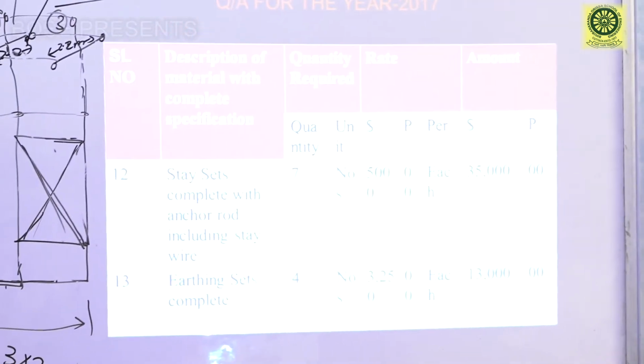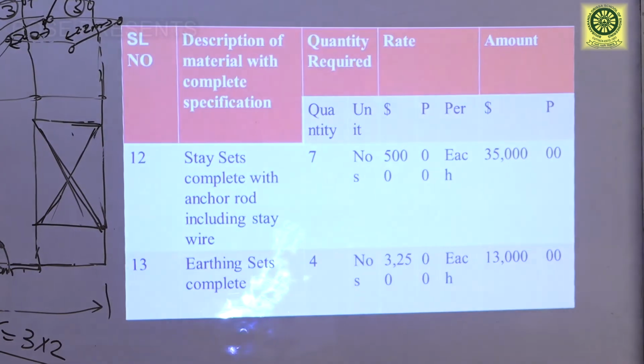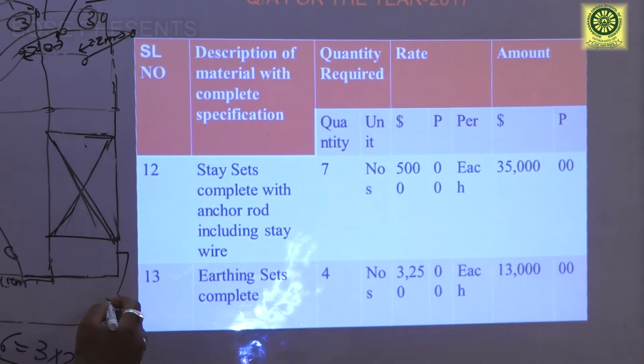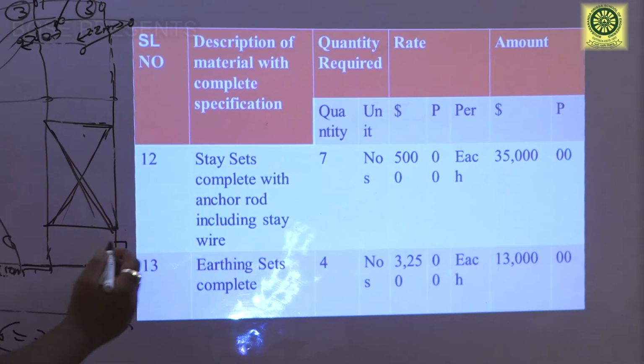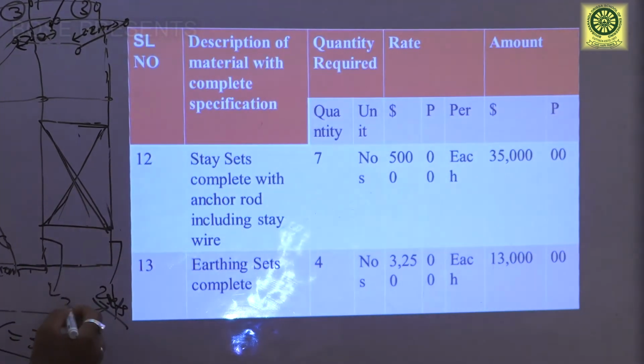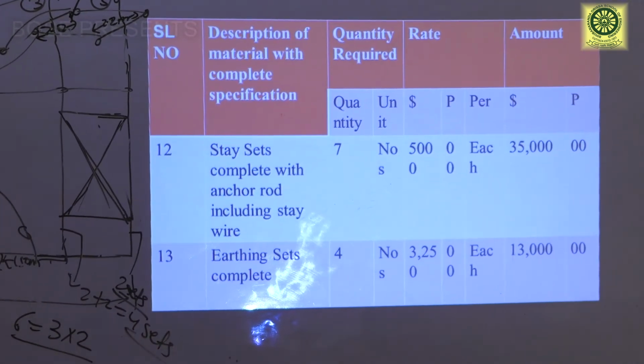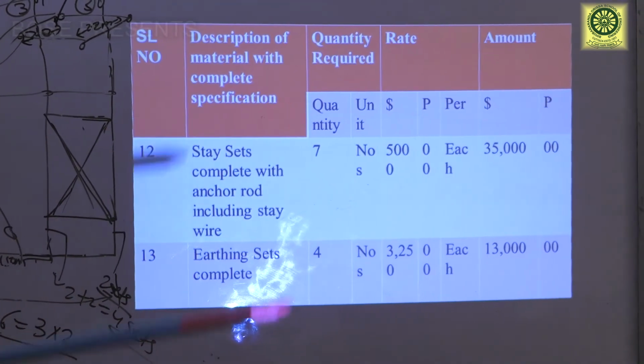Next, earthing set complete. That means for the final structure, 2 sets for each pole. Each pole 2 sets. So total will be 2 plus 2, that is equal to 4 sets of earthing required for the H-pole structure.